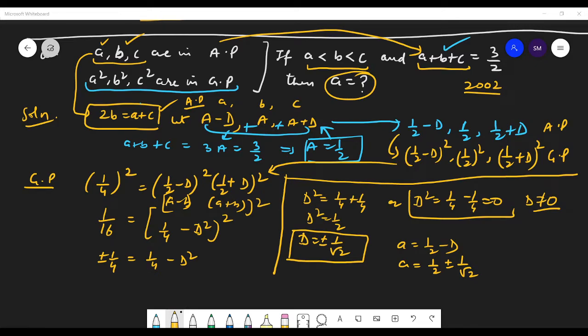Sir, I think this is A minus B, A plus B whole square, 1 by 4 whole square minus D whole square. This is A minus B whole square into A plus B whole square, right? You can write this like this also, and this will be equal to A square minus B square.